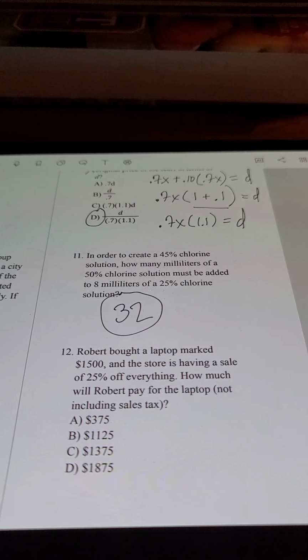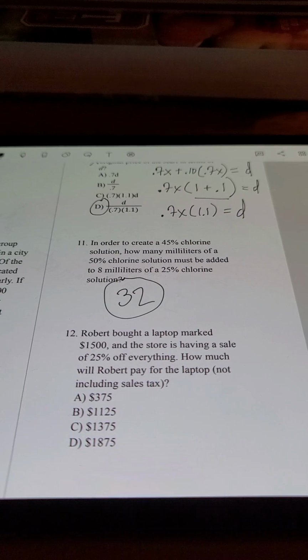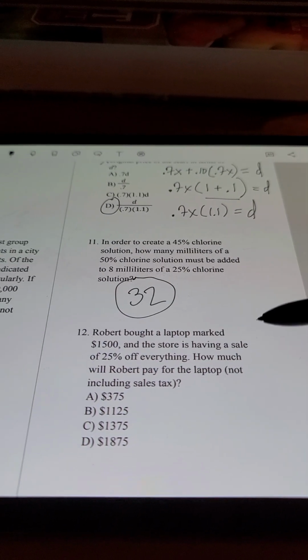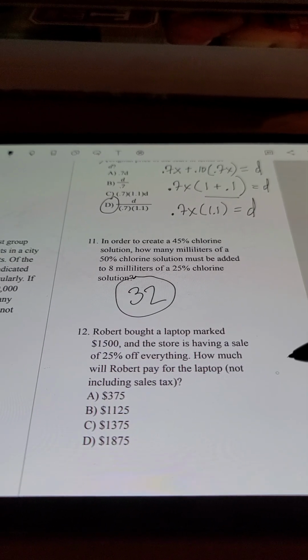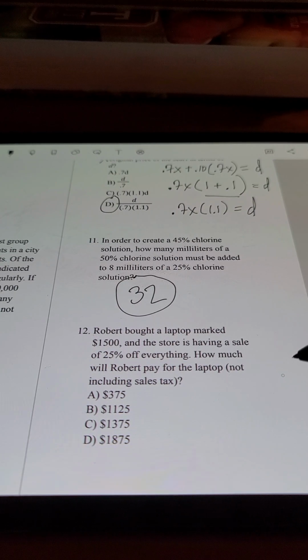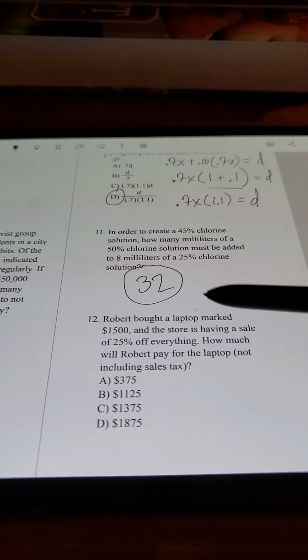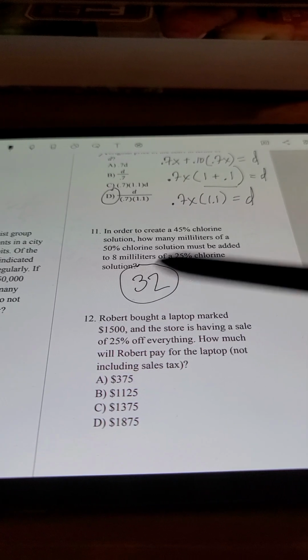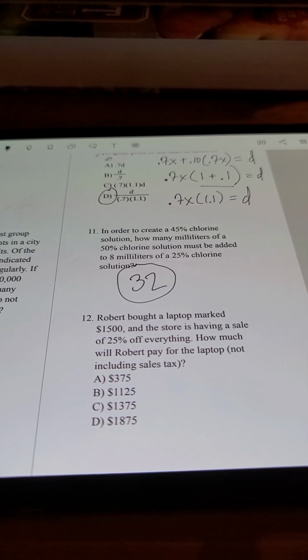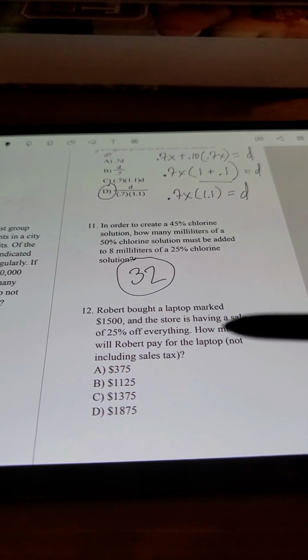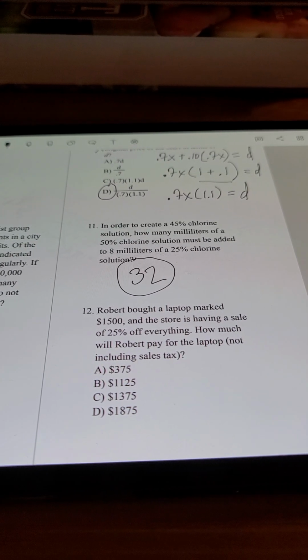Okay, so now let's go to number 12. Robert bought a laptop marked $1,500, and the store is having a sale of 25% off everything. How much will Robert pay for the laptop, not including sales tax? So the original price is $1,500, but he's not going to pay that. He's paying 25% less than that.